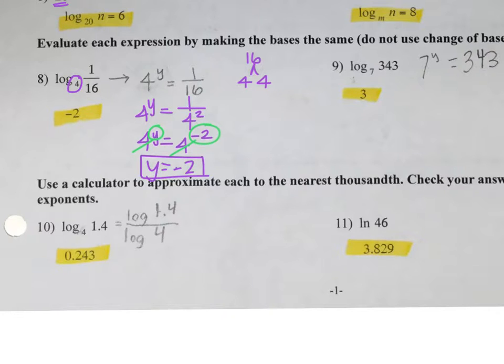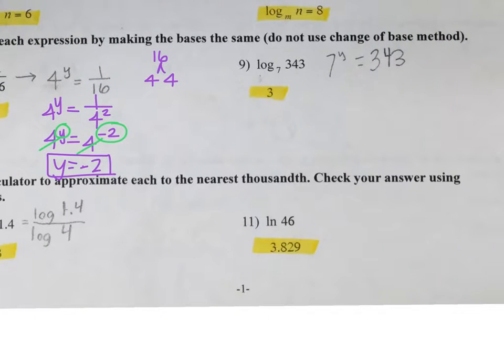All right, on question number 9, this one's similar, except now they're telling me I need to use a base of 7. So I'm going to break 343 down, and that's going to be 7 times 49, 7 times 7. That's 7 to the third power, because there's 3 there. So 7y equals 7 to the third. And now that my bases are the same, I can drop the bases, and I have y equals 3.